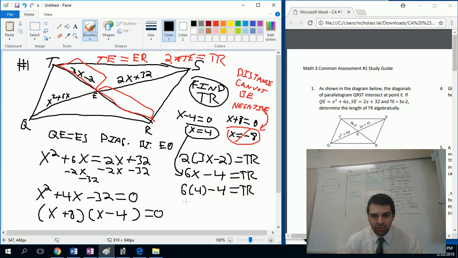6 times 4 is 24. So 24 minus 4 is equal to TR. And 24 minus 4 is 20. So 20 is equal to TR, and 20 is our answer.